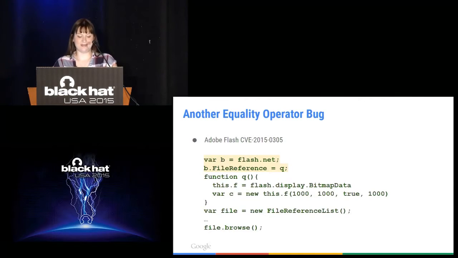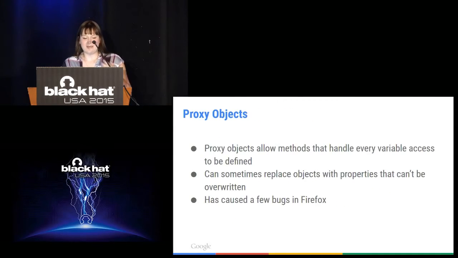And then what this bug does is I create the file reference list, and then I call browse on it. That's the function that brings all the files up on the screen so you can select one. But when you select one, it tries to create this file reference object to hold the name of the file you selected. But since the constructor has been overridden, it actually creates a bitmap data object. And once again, that's type confusion. The code starts assuming that the object that was created was a file reference object when it was not. So not every ECMAScript implementation supports equality, and not every method supports equality.